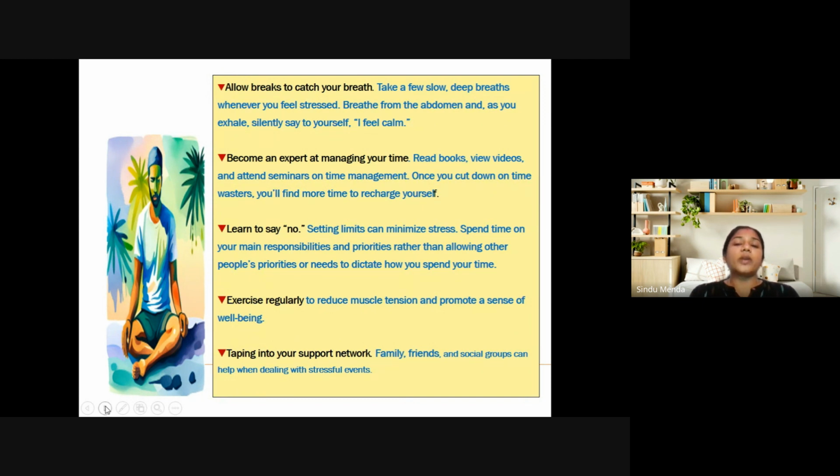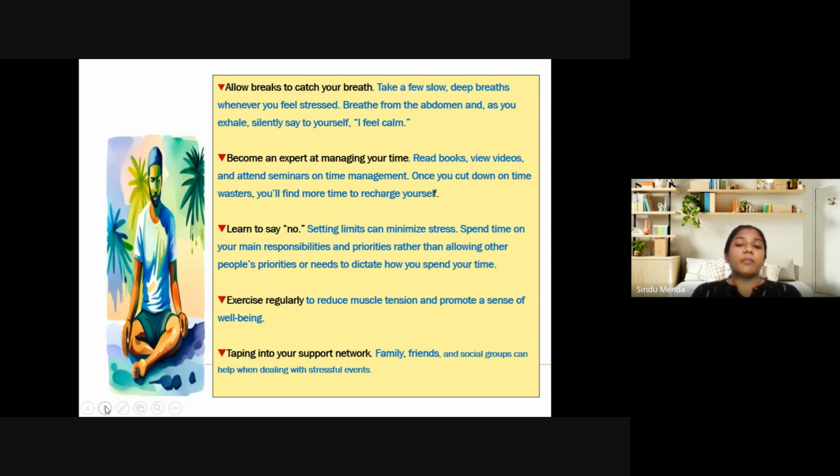Next one is allow breaks to catch your breath. Take a few slow, deep breaths, which we can call meditation or pranayama. Whenever you feel stressed, breathe from the abdomen, and as you inhale and exhale, silently say to yourself, I feel calm, I feel calm, I feel very clear, transparent. Do this daily, so that your mind is cool and calm whenever you reply to somebody or something, like whenever you are over stressed. That is called allow breaks to catch your breath.